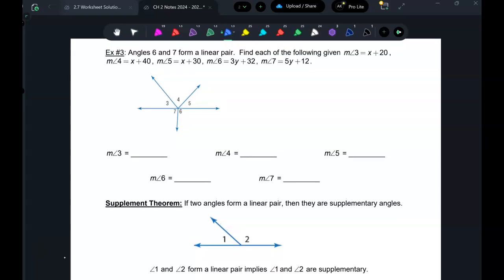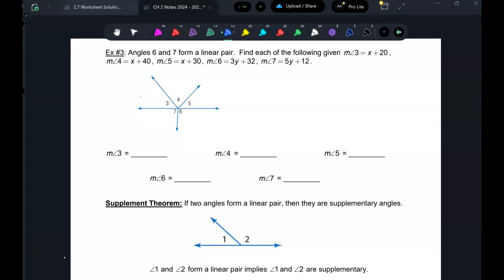Okay. So it's a combination of doing the proofs and also the application to it. So we're just basically looking at, okay, what do we have next? We have 6 and 7 form a linear pair. That means 6 and 7 have to add up to 180. And then that means 3, 4, and 5.